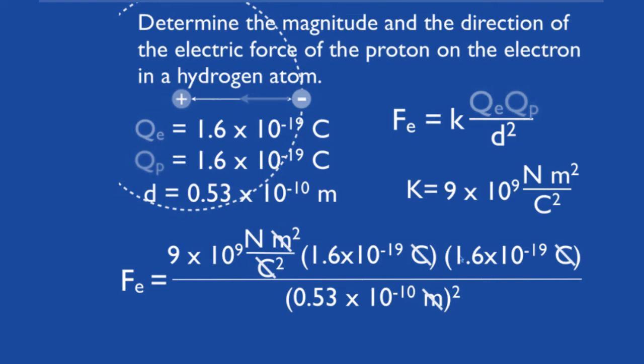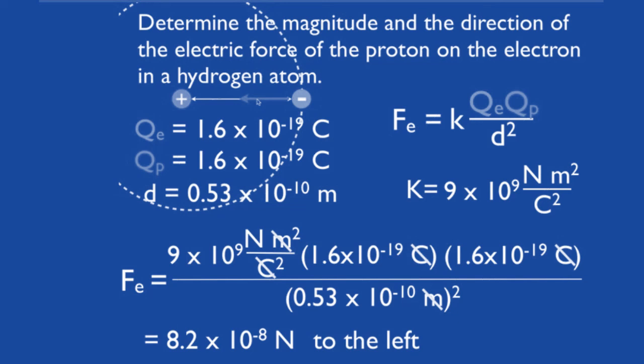All right, now we multiply this times this and divide by 0.53 times 10 to the minus 10 squared. Remember to square the distance. If you do that, you get 8.2 times 10 to the minus 8 newtons. So that is the force that the electron feels from the proton, and we could call the direction to the left, or you could say the negative direction.